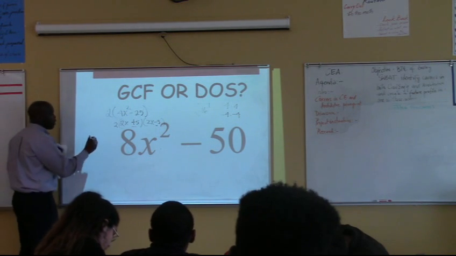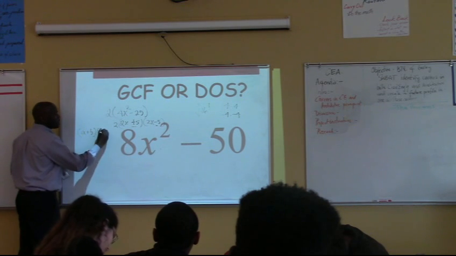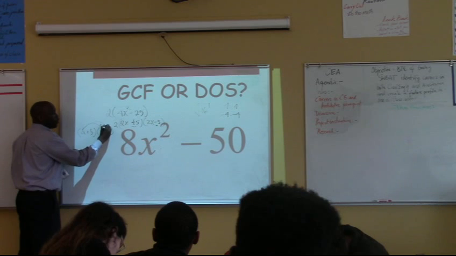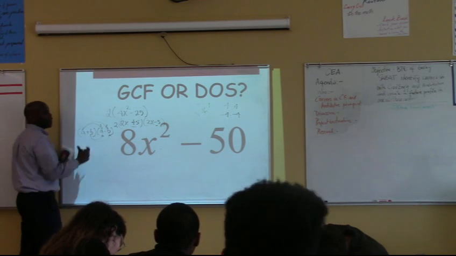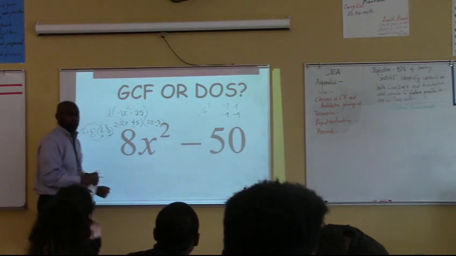So that's why we have it written as plus and minus. When you're factoring, you write your answer as A plus B times A minus B, because when you do your multiplication, you won't end up with a middle term. You'll end up with just two terms. Alright?